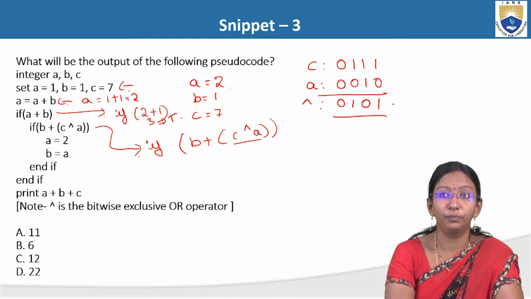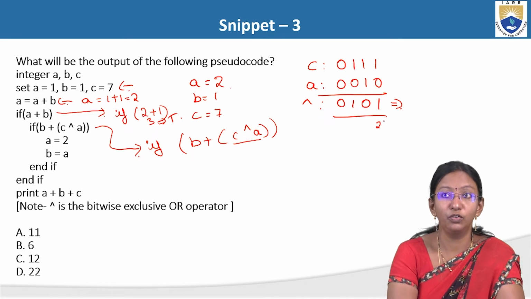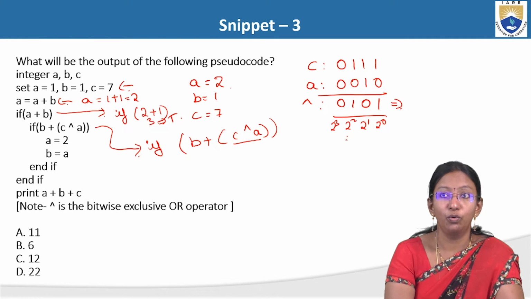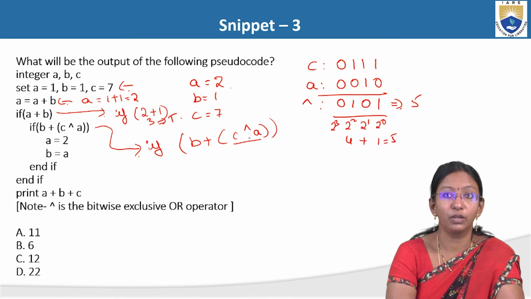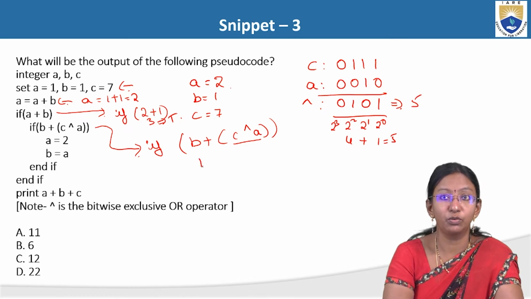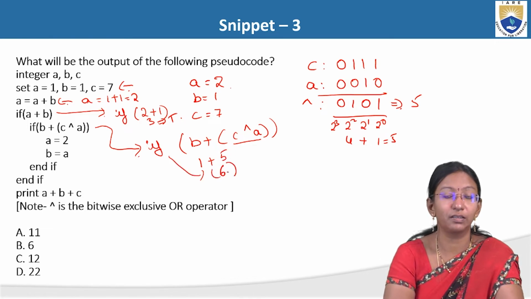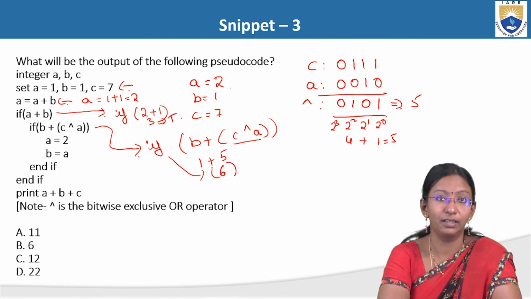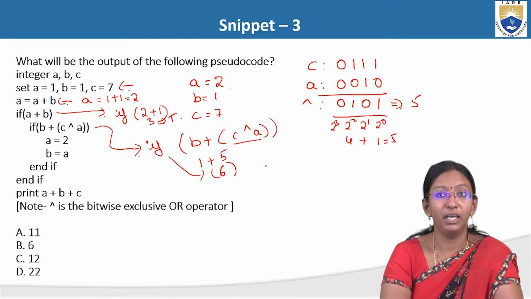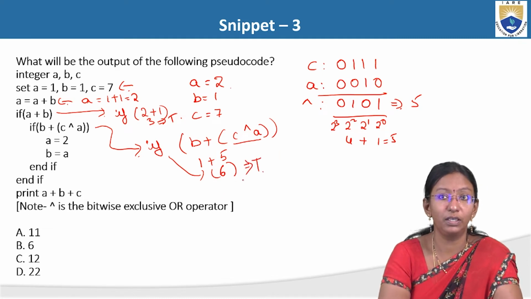So if you convert this into decimal, what will be the value, guys? 2 power 0, 2 power 1, 2 square, 2 cube. So 4 plus 1. So 5 is the answer. So you can replace that. B is 1. 1 plus 5, which is 6. So if of 6, as I said earlier, it returns true. Any value other than 0 is true. So our condition is true over here, right?